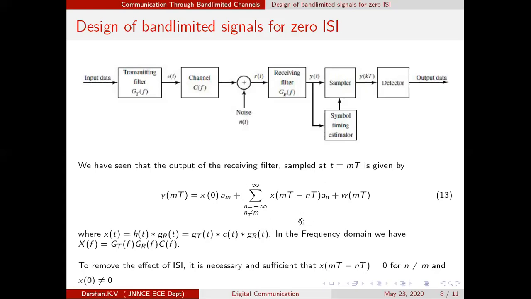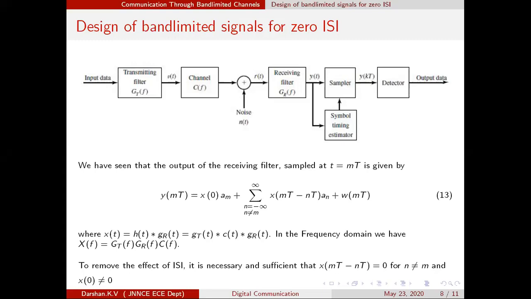To make the ISI 0, what we need to do? We need to make this x of mt minus nt to be 0. What essentially is x of mt minus nt? They are the sample values of x of t. Yes, keep that in mind. So what we need to do? The sample values of x of t, these are the sample values belonging to which function? X of t. Sample values of x of t should be made 0.